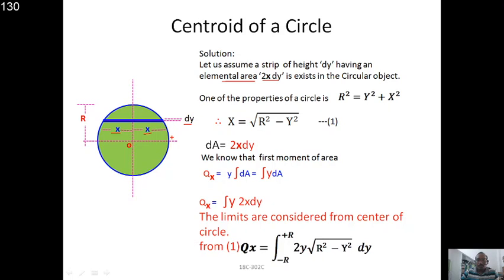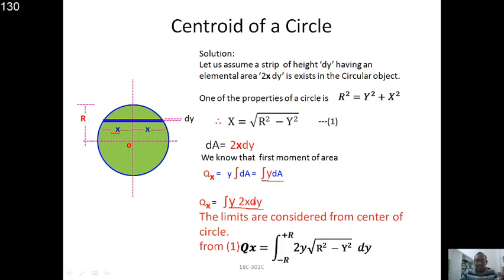In order to get dA and for integration of the x value, we used the property of the circle. The property of the circle is r square is equal to y square plus x square. From that equation, this x value has been obtained. After obtaining the x value, we substitute the same value in the integral equation, where Qx is equal to the integral of y dA.